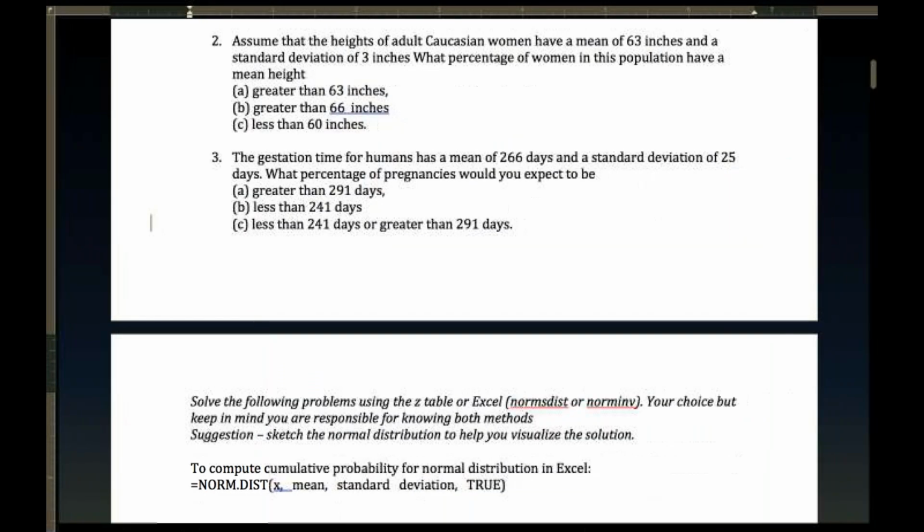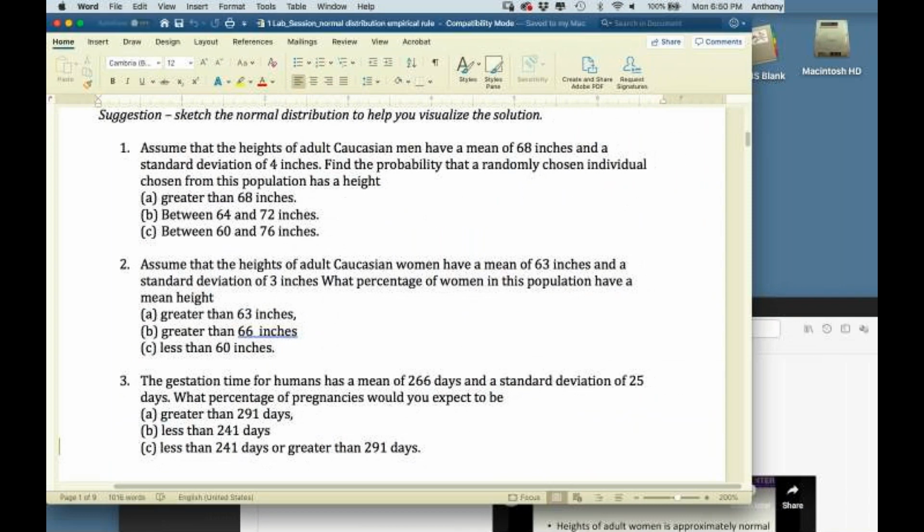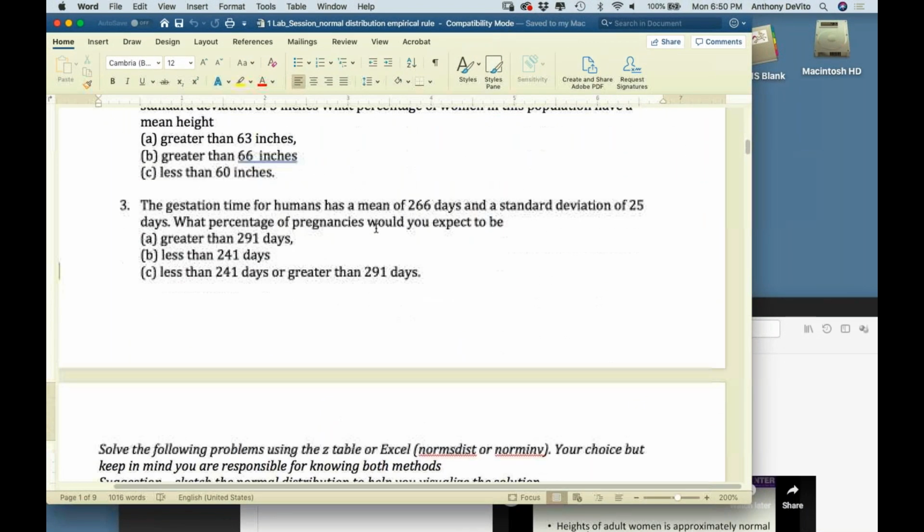Okay, let me reopen this. And here we go. Okay, the gestation times for humans has a mean of 266 days and a standard deviation of 25 days. What percentage of pregnancies would you expect to be?